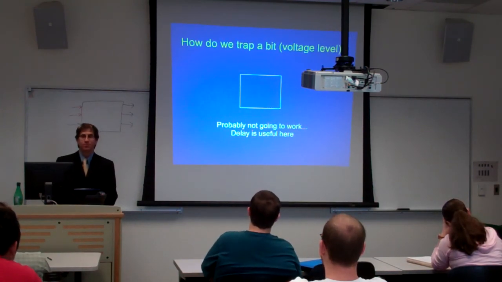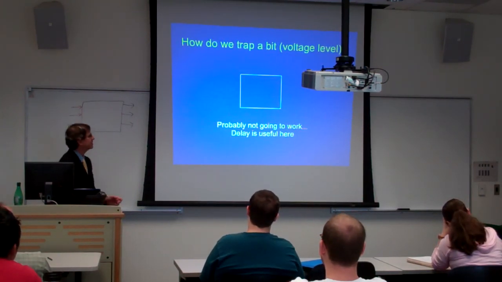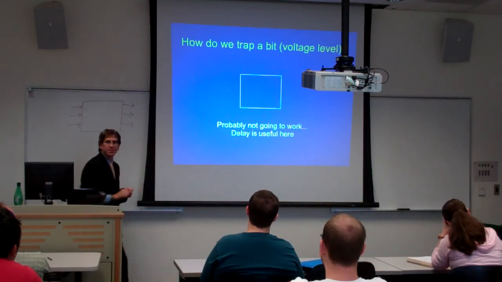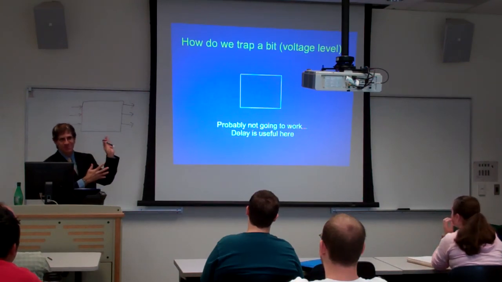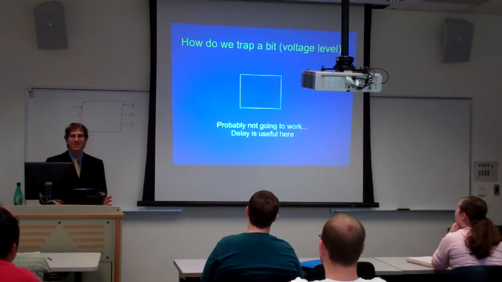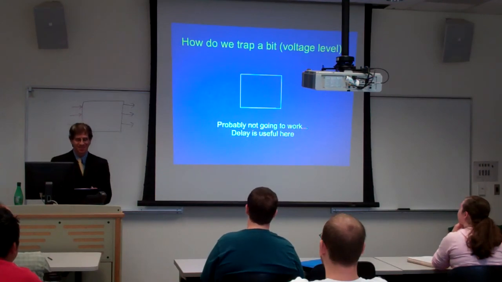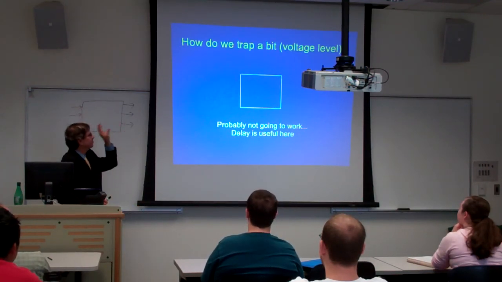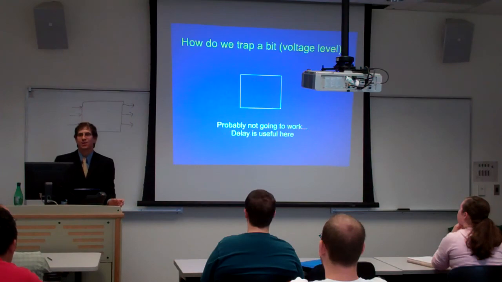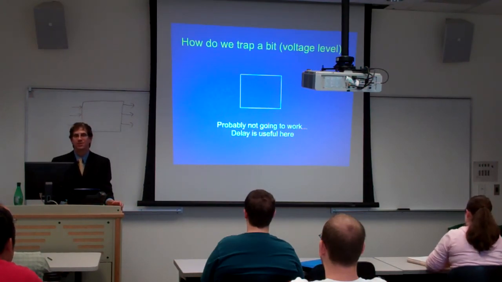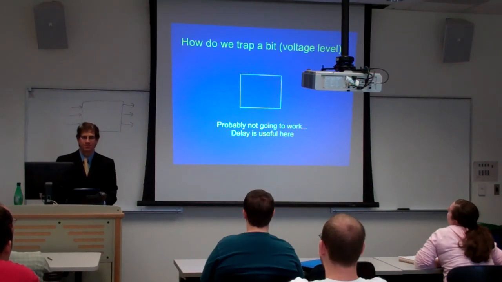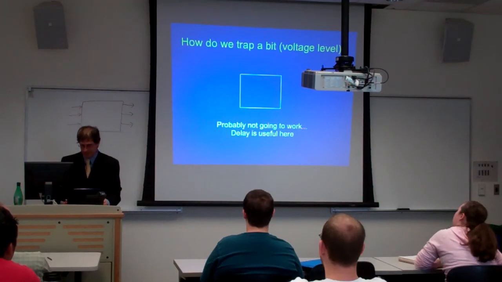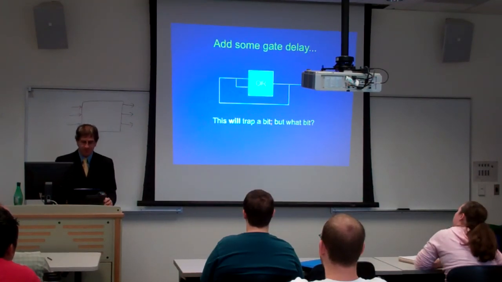Now, how do you trap a voltage level? Your first idea might just be to take a wire and connect one end of it to itself and somehow set a voltage level in there, okay? I tried this when I was a kid. It didn't work. But it's not a bad idea. It's the right direction that you want to go in. The problem is wires don't have a way to store a charge. You need something like a capacitor to store a charge. You need some delay, and you need amplification. So this doesn't actually do anything, but it's pretty close to what we can use that'll actually work, which is to add some gate delay.